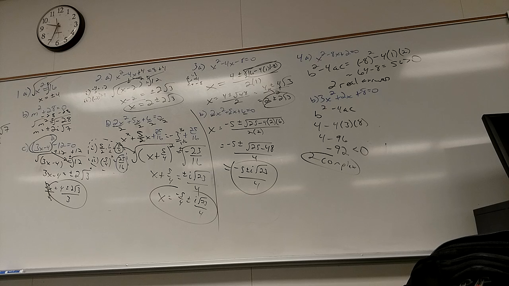If the problem says don't solve this, just tell me if it's going to be real or complex, you don't guess. Just look at b squared minus 4ac. If it's negative, it's going to be complex. If it's positive, it's going to be real. If it's 0, it's going to be 1 real answer, because then this whole piece just disappears and you just get negative b over 2a. If b squared minus 4ac is 0, there's only one answer. It's actually repeated twice, but there's only one answer.